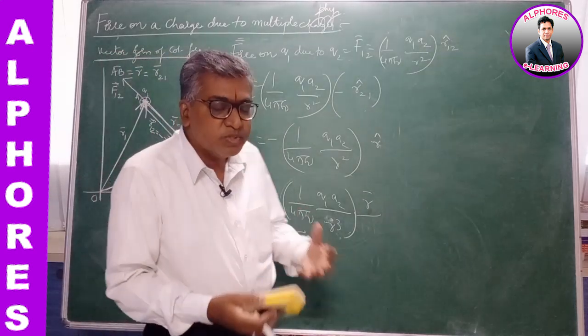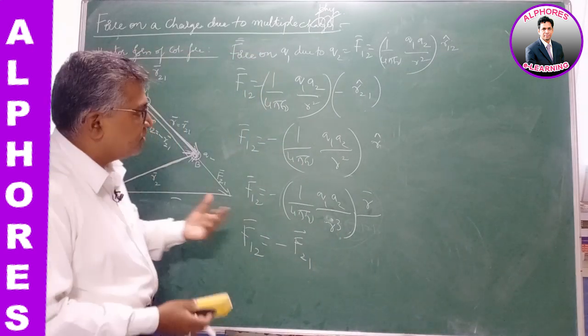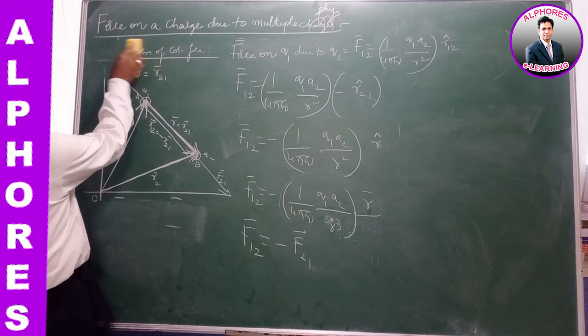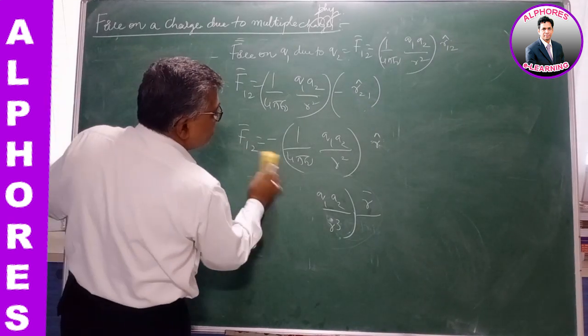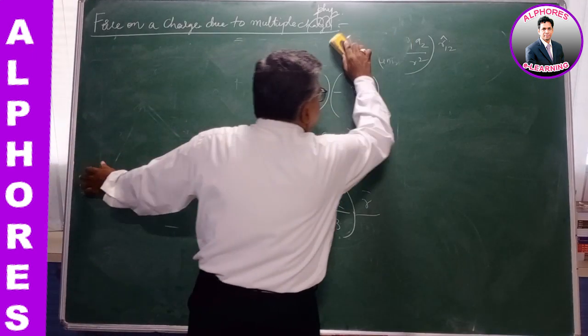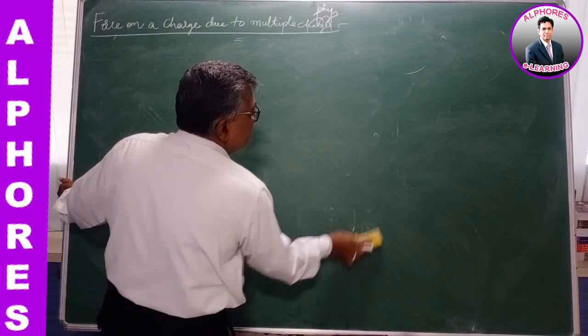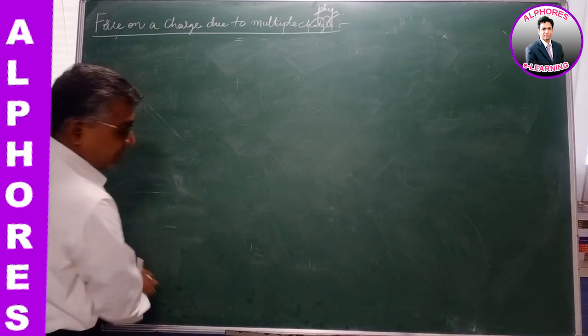Now using this vector form, we can find the resultant force on a single charge due to many charges within its vicinity. It is the force due to many charges in the vicinity of a charge.